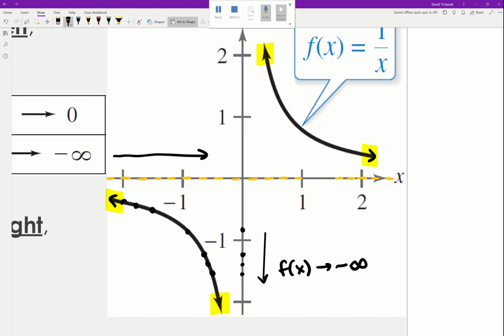So it's all about describing what your outputs are doing as your inputs are going further to the left or further to the right, okay? If we approach with our inputs from the right, then you'll notice that we're talking about this end behavior, and that is going to be going up. So f of x is going to be approaching positive infinity, okay?